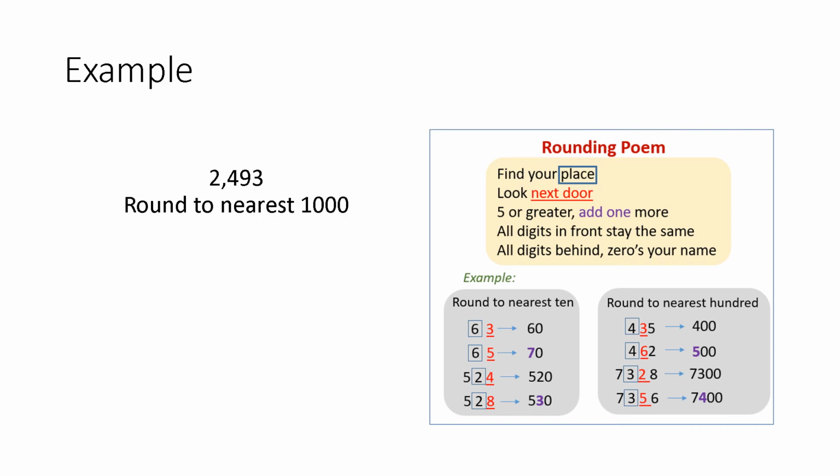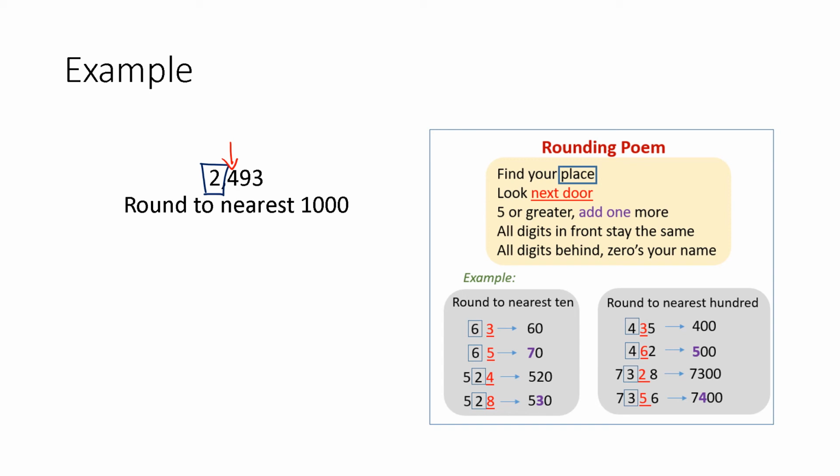Another example, we have 2,493 and we want to round to the nearest 1,000. So again, let's start by finding our place. We're rounding to the nearest 1,000. What number is in that thousands place value? That's our 2. So there's our place. What number is next door? Directly to the right is that 4. Our 4 is next door.